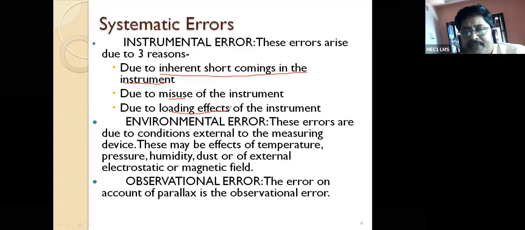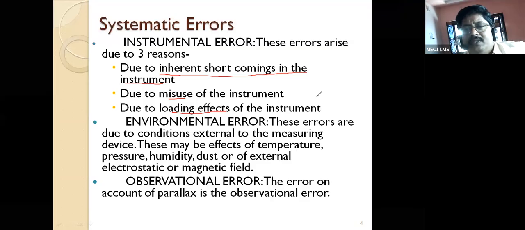The fluctuation, the loading effects of the instruments. Sometimes maybe the pointer breaks. If these load effects exceed the range, then automatically even the pointer will break. It's damaged. So these are the three main reasons for instrumental error.